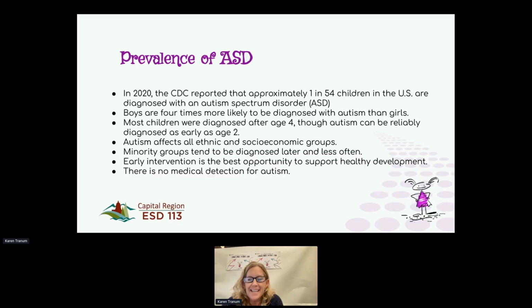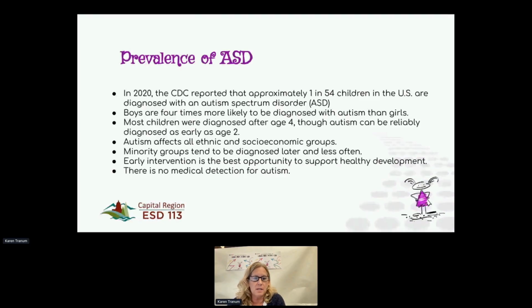Minority groups tend to be diagnosed later, and early intervention is the best opportunity. So when we're talking about a later diagnosis, that isn't really helpful for students who are getting a late diagnosis. And there is no medical detection. It isn't a blood test. You have got to go through a rigorous testing protocol with your children if you want this to be done.